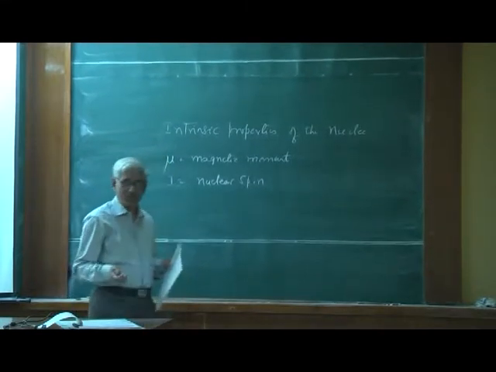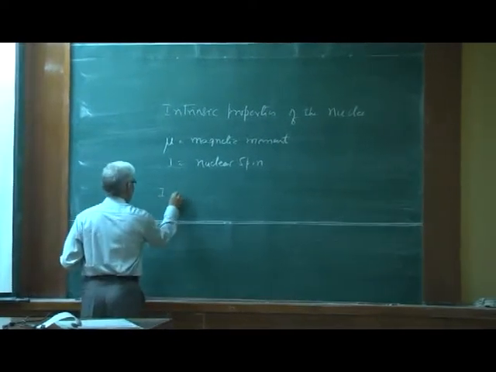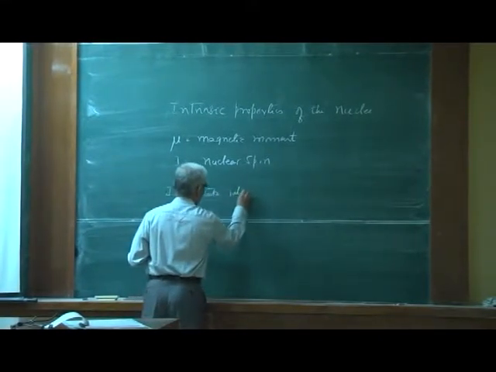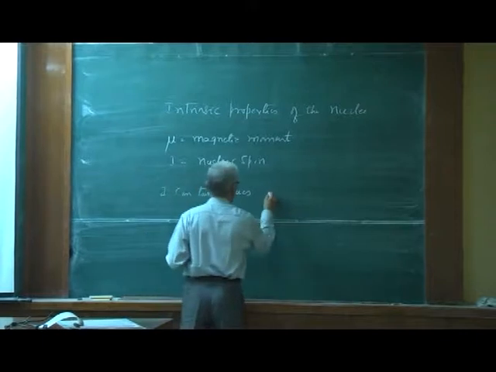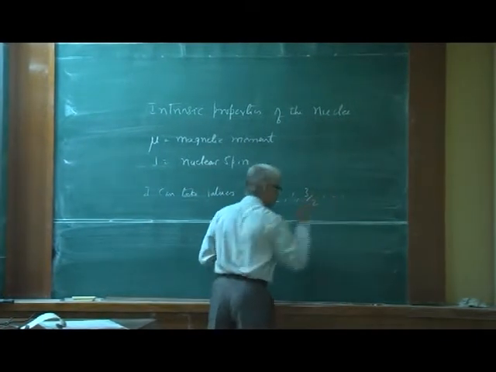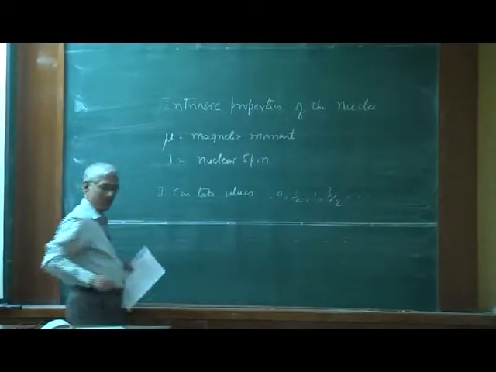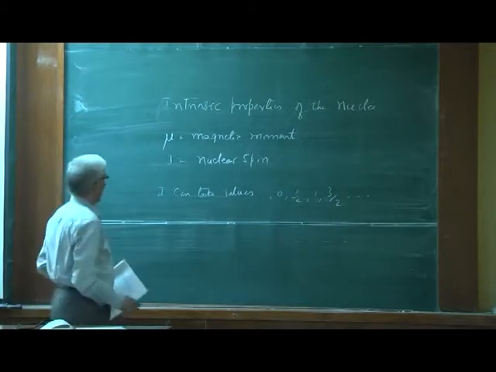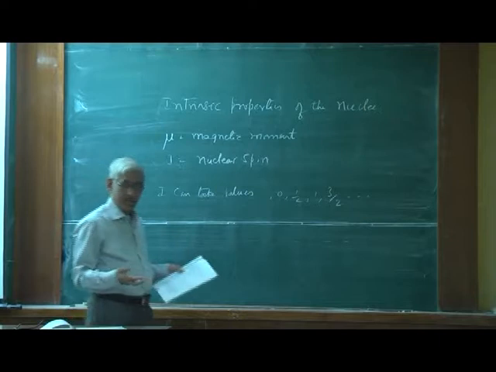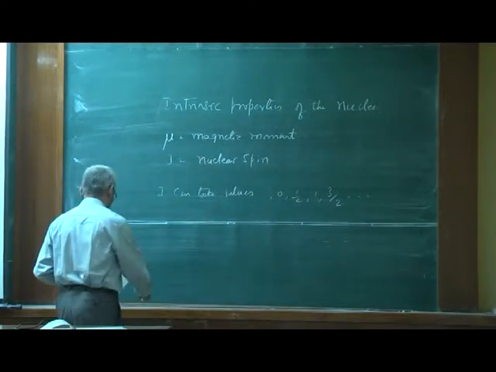A nuclear spin can take values zero, integral, or half-integral values. It can take values 0, 1/2, 1, 3/2, and so on, and we represent it by the symbol I. Nuclear spin is associated with an angular momentum that is a vector. So magnetic moment is also a vector.